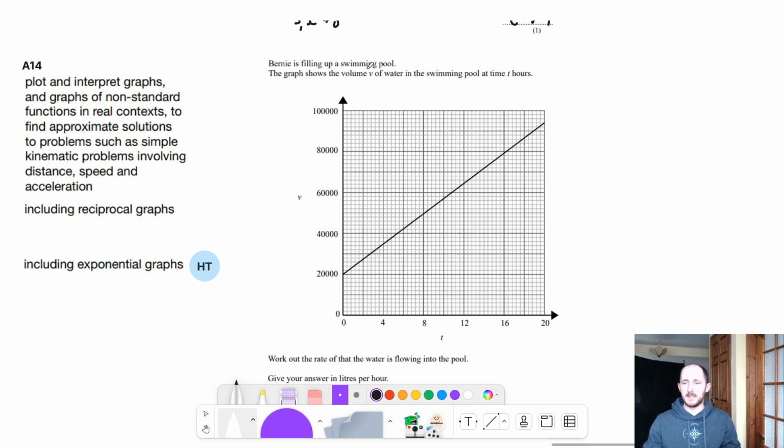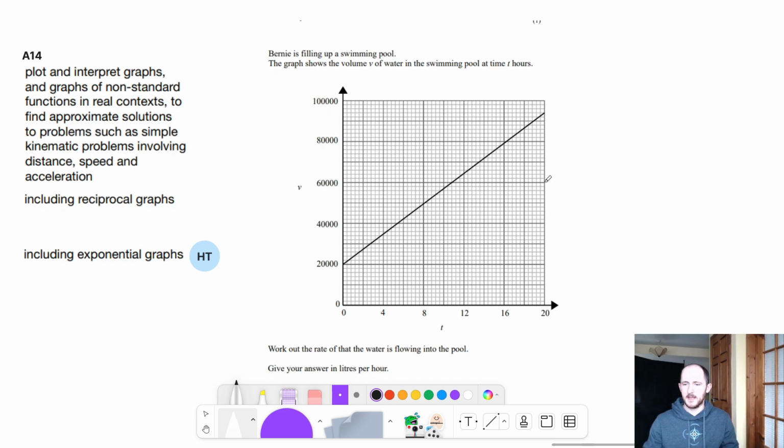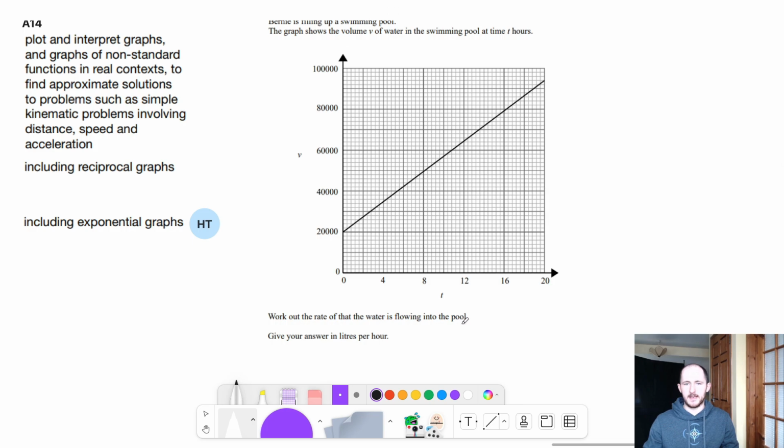So here it says Bernie is filling up a swimming pool. The graph shows the volume V of water in the swimming pool at time t. Work out the rate that the water is flowing into the pool. Give your answer in litres per hour. So in this case, they're actually asking us for the gradient. If they ever say the rate, that just means gradient, because it means how quickly is y changing with x, which in this case is volume against time. So when you're finding gradients, it's helpful to find points that are going straight through a point, right? So we can maybe use this one, it looks pretty good.